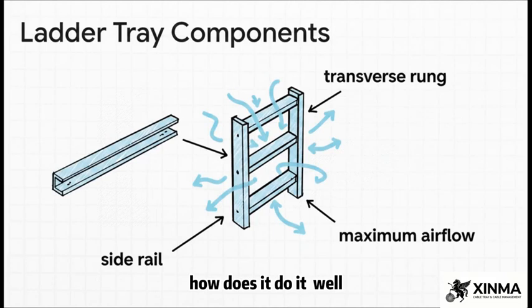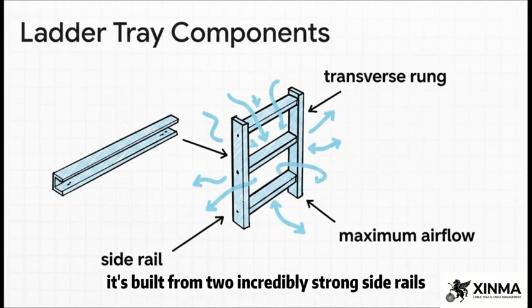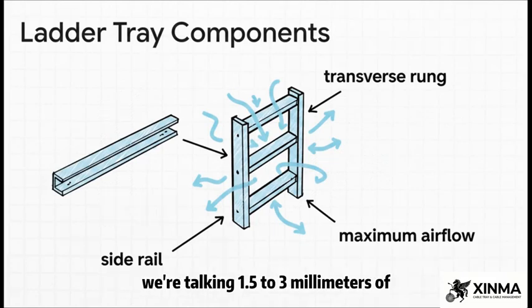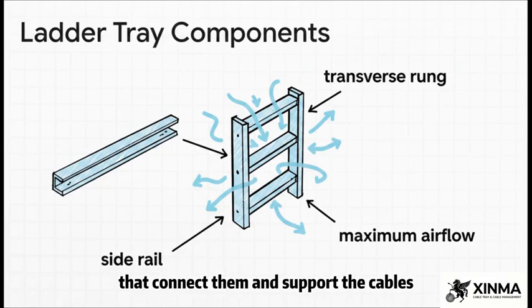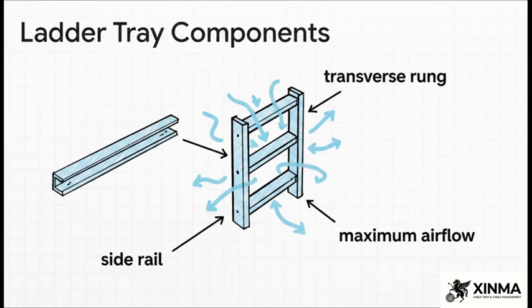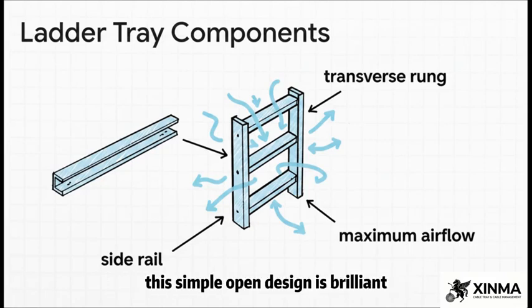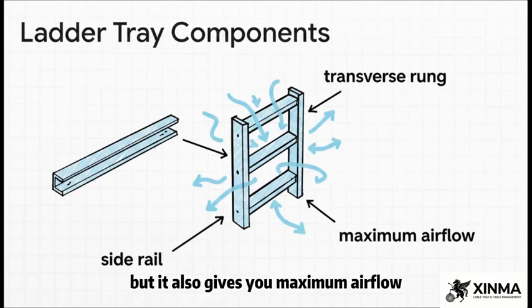How does it do it? Well, it's built from two incredibly strong side rails. We're talking 1.5 to 3 millimeters of steel that carry almost all of the load. Then you have these cross pieces, or rungs, that connect them and support the cables. This simple, open design is brilliant because it's not only super strong, but it also gives you maximum airflow.